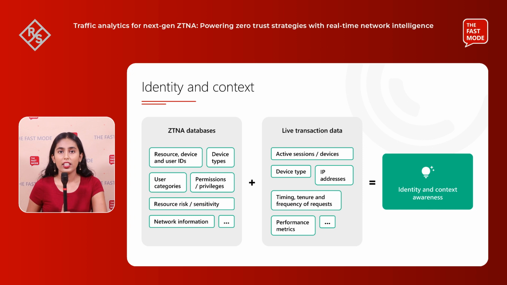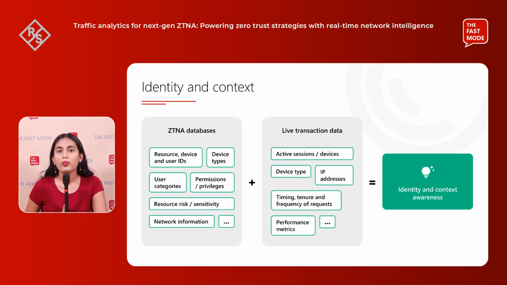On this page, we can see the examples of information stored in ZTNA databases and examples of transaction data. Database information includes identity records such as user IDs, user categories, user roles, or device IDs. Transaction data includes information collected in real time, such as the number of active sessions, timing and frequency of access requests, performance metrics, and traffic anomalies.